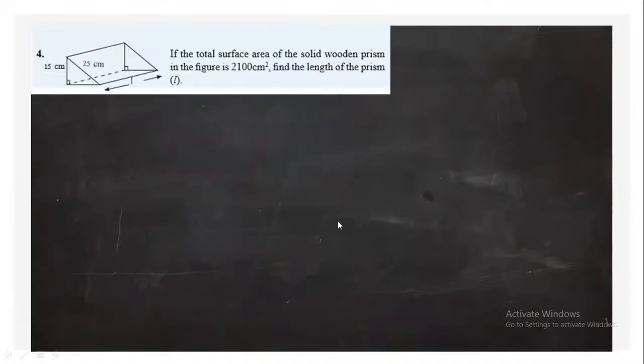The total surface area of the solid wooden prism in the figure is 2,100 square centimeter. Find the length of the prism. Right, we have to find the length. All the parts are given here except the length. So total surface area.